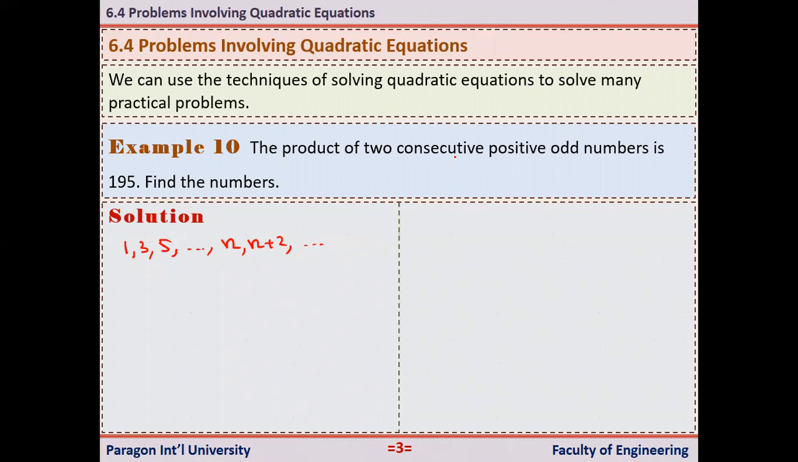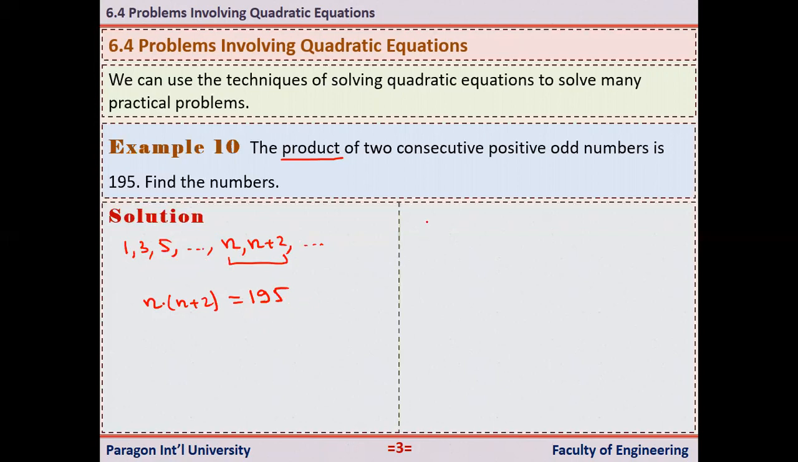When we say consecutive, it means 2 numbers, one followed by another. So n and n plus 2 are 2 consecutive odd numbers. In the question, it says the product, so it is n times n plus 2 is equal to 195. I'm going to solve this problem using guess and trial methods, because we know that the solutions will be positive odd numbers.